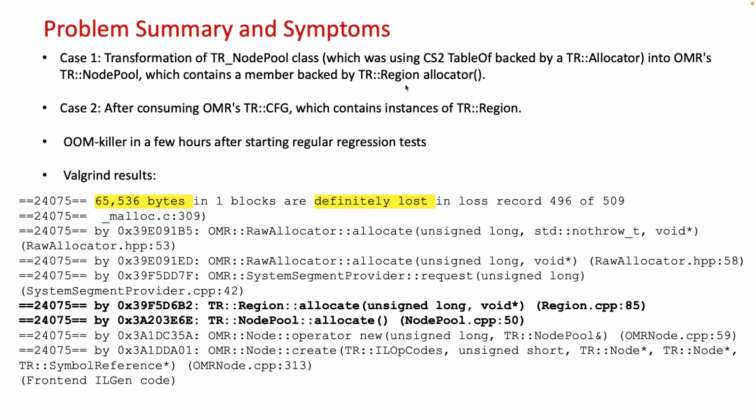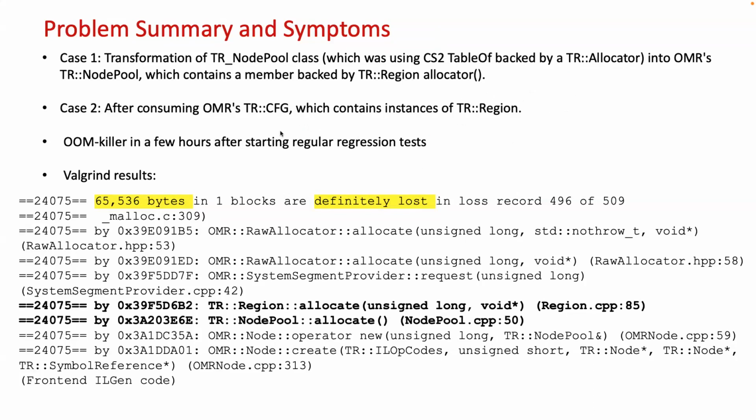So when the NodePool is used to allocate nodes, what we had been using previously was this TR allocator by way of the CS2 table of. So that's all coming from a region now. We'll come back to case 2. We have it as a supplemental case if folks are interested, but we'll start on case 1 and come back to it. The story is similar, in which we replaced some older allocators in the CFG with the region.